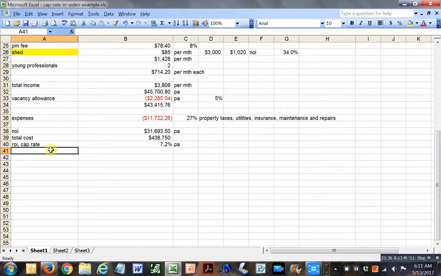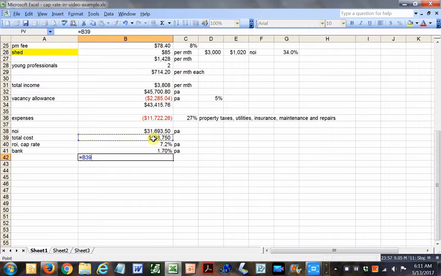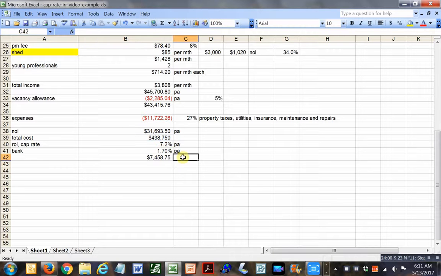If you took $438,000 and you put it into a building, you get a little over 7% return on investment. Simple as that. If you put it into your bank and your bank gave you, say, 1.7% on that pile of cash you had, that would mean you would have the $438,000 in your bank at 1.7%, it would give you about $7,500 a year from the bank.